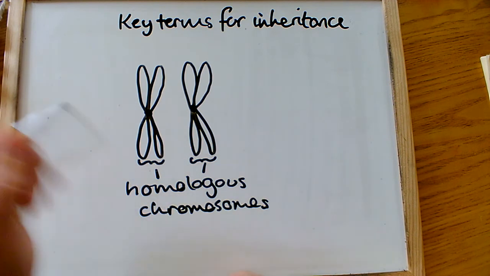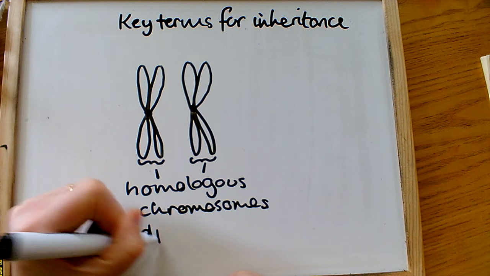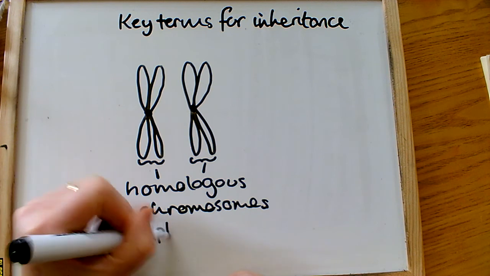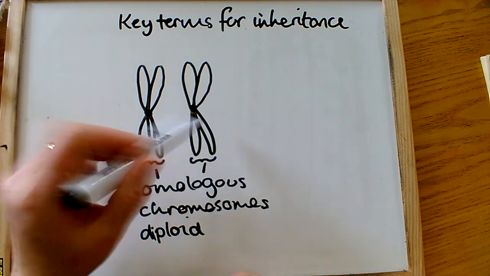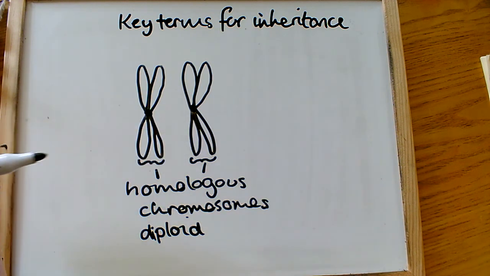So we're looking here at a diploid organism. We can tell it's diploid because in diploid you've got 2N, and here we've got 2 copies of chromosome number 1, or whichever chromosome you want it to be, it doesn't matter.